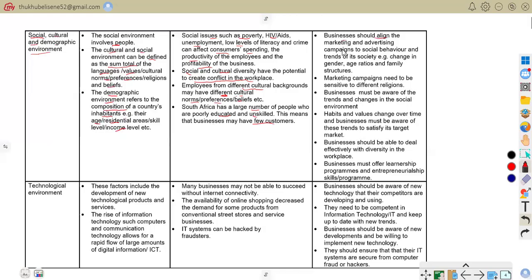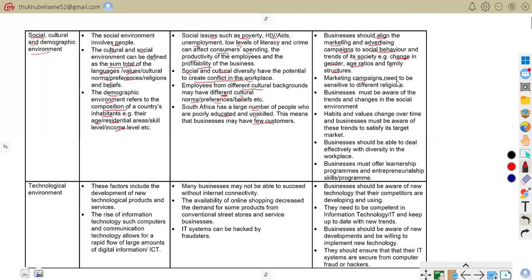Business should align the marketing and advertising campaigns to social behavior and trends of its society. For example, changes in gender, age ratios, and family structure. So here we're talking about aligning marketing with social trends. You advertise according to the trends. For example, you focus adverts on young markets.